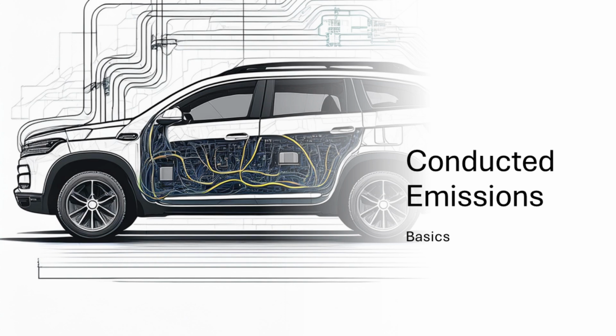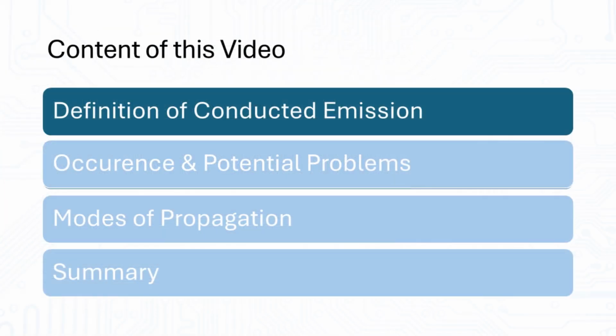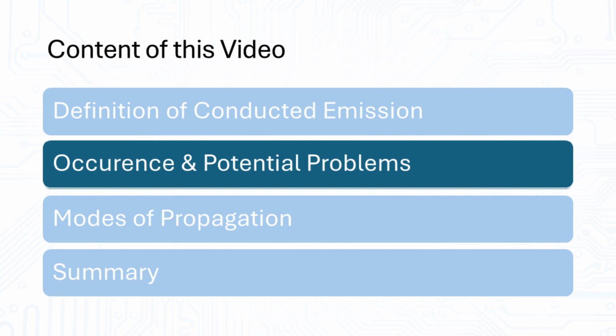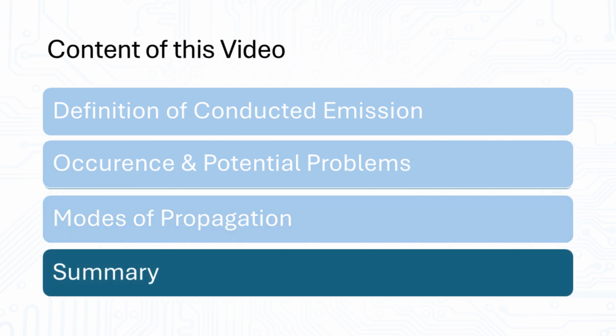Welcome everyone. In this video, we provide you with the basics of conducted emissions of electronic systems. We talk about the definition of conducted emissions, where they occur, and potential problems these emissions could cause. Furthermore, we discuss different modes of propagation and explain why this distinction is important for us as EMC engineers. We conclude this video by providing a short summary. Without further ado, let us dive straight into the basics.